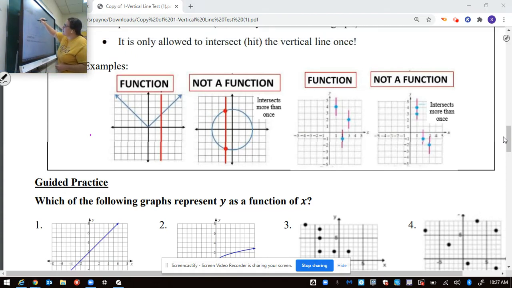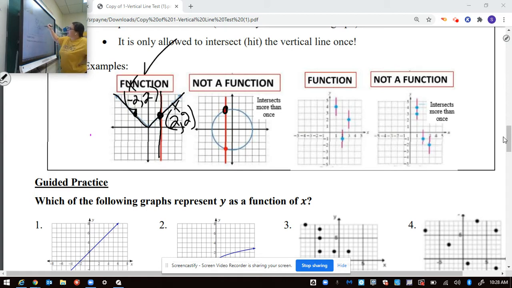So like on this one, they have this V drawn, and when they draw a vertical line through, it only touches here where this is 2, 2. It doesn't matter because over here it would be like negative 2, 2. Do the x's repeat? Nope, they don't. So yes, that is a function.